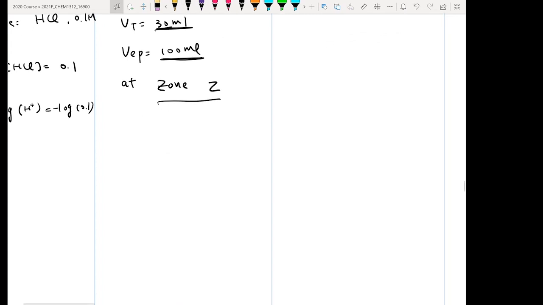To understand this, it's better to write out your net ionic equation. OH minus plus H plus gives you H2O, right? So in the beginning, you have 0.1 N, 100 ml of acid, right? That's from your analyte. You have that many. And then right now you add in 30 ml of your base. The concentration is also 0.1.